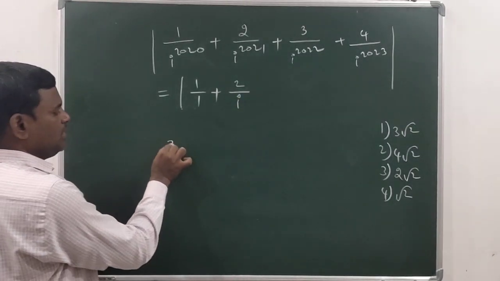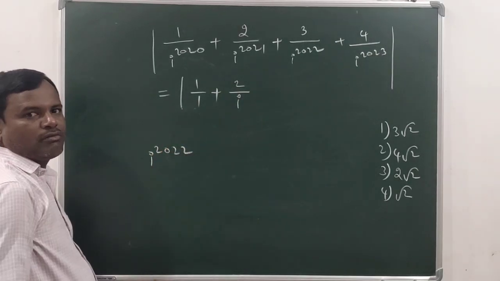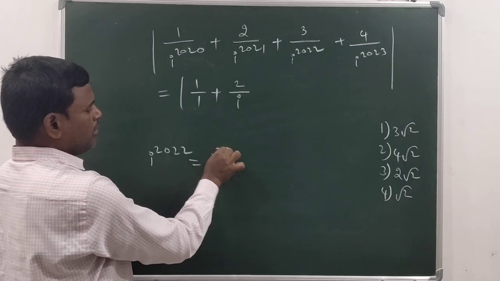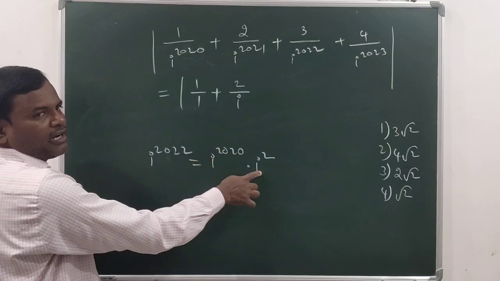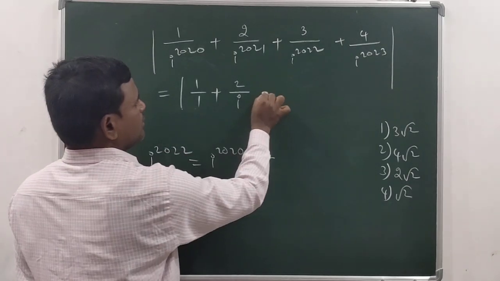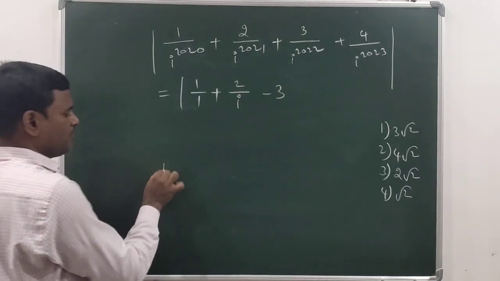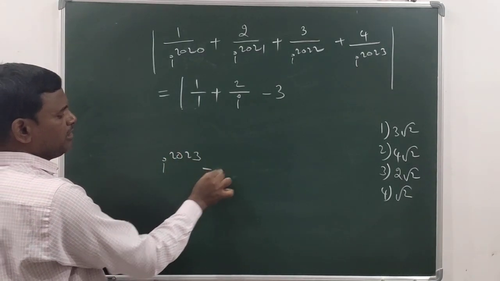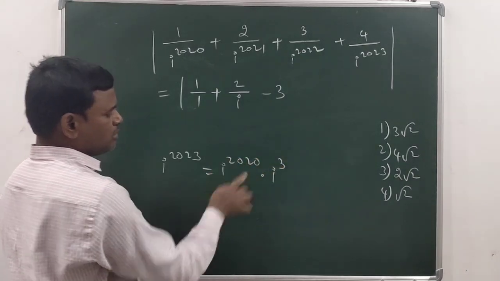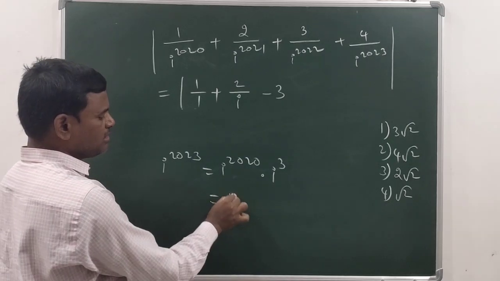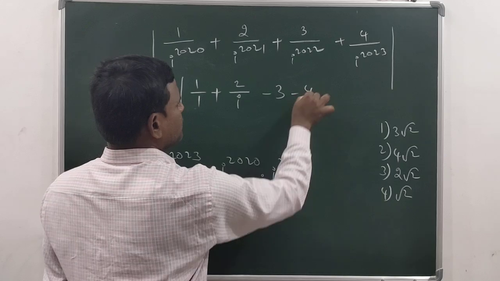Now see what is given there, i power 2022, which is equal to i power 2020 into i square. So this is going to be 1 and i square is equal to minus 1. So you will get minus 3. Now go to the last one, i power 2023. Now it has to be written as i power 2020 into i cube. So this is going to be 1, and i cube can be written as i square into i, which is equal to minus i. So minus 4 by i.